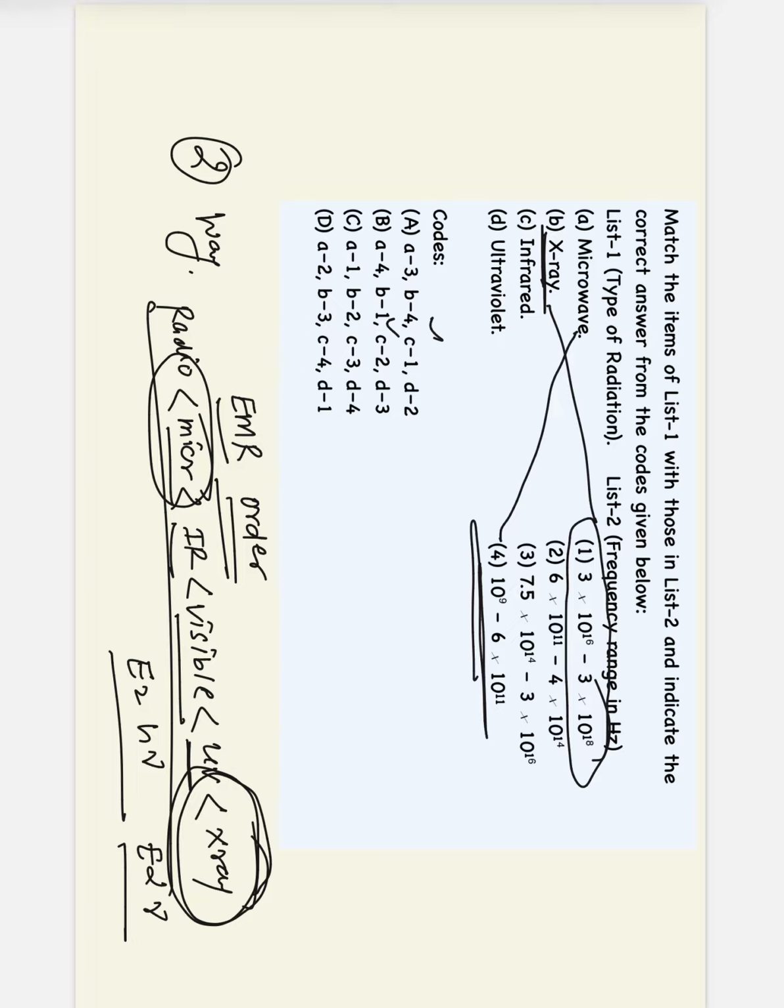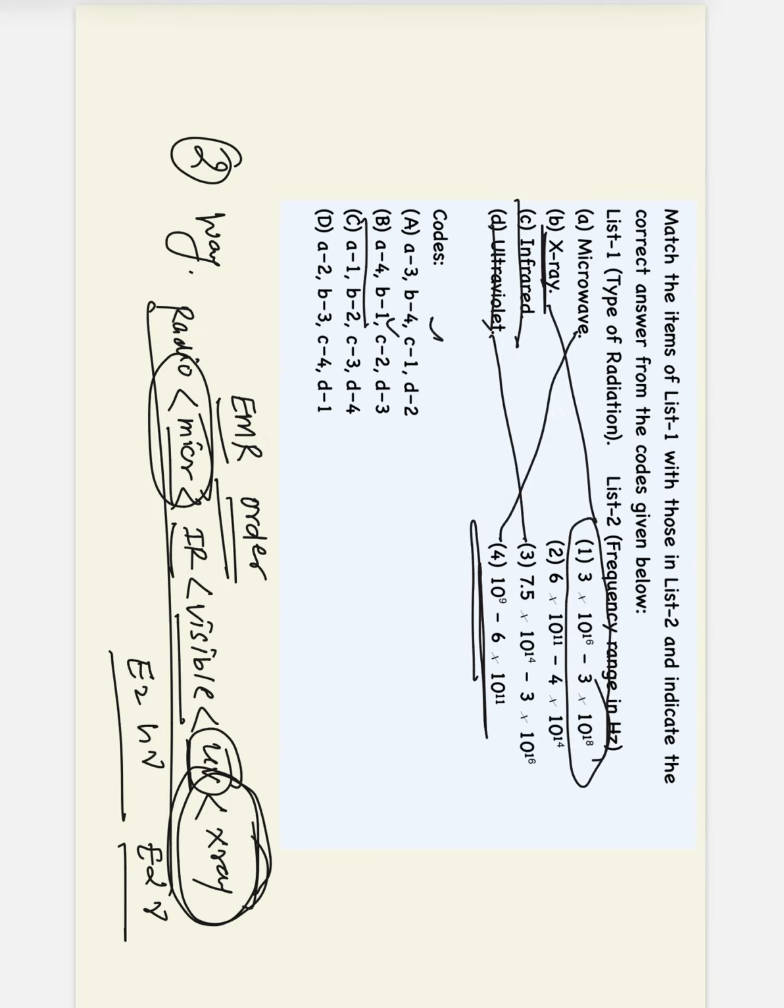A is going to be 4. So A 4 and B 1. Now how do you differentiate C and D? Between C and D, IR and UV, which has higher energy? That is the UV. So UV is going with 3, that is this one. Okay, so that is the first way which helps you to solve this particular question.